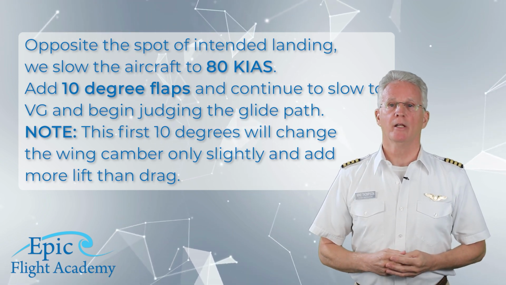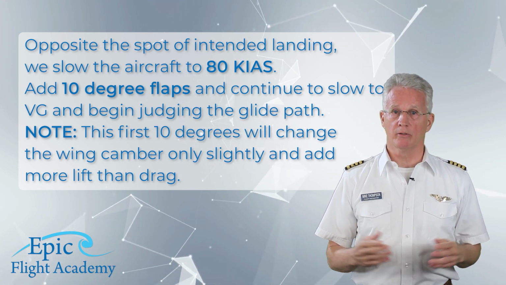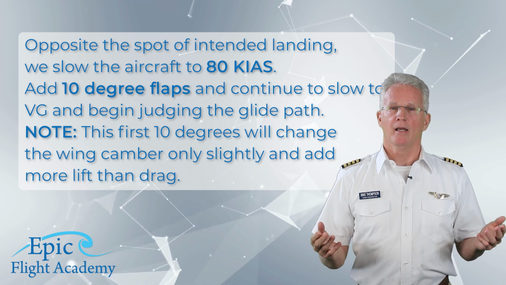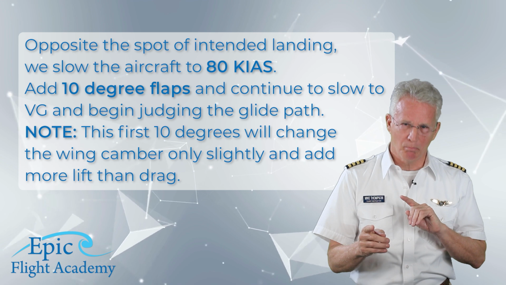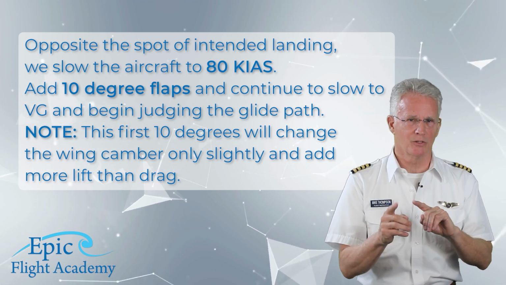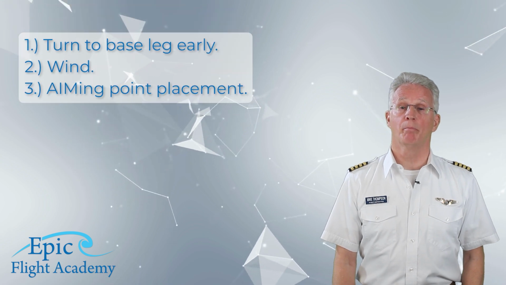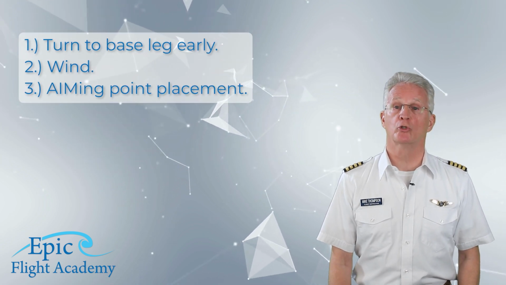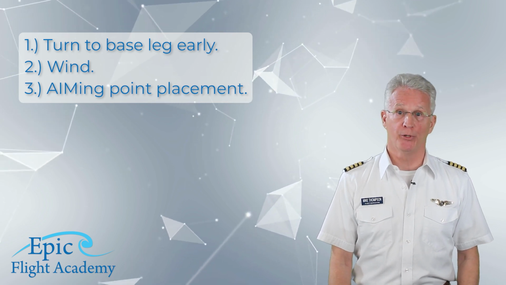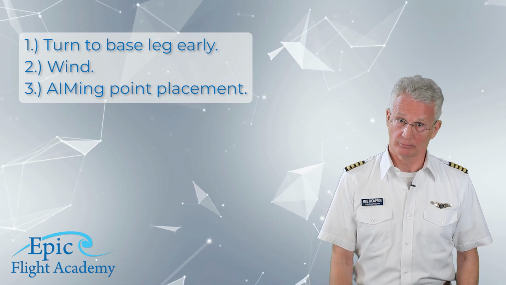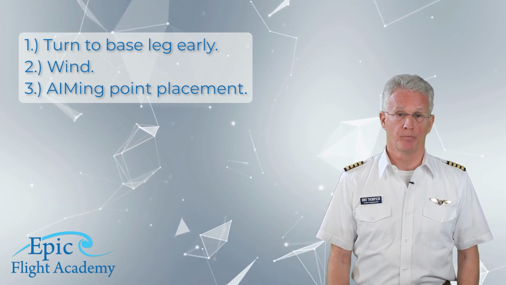So here on the downwind, with airspeed at 80 knots and 10 degrees of flaps, now I want to call your attention to three important keys to this maneuver. Number one, turn to the base leg early. Number two, the wind. And number three, aiming point placement. So, starting with number one, the turn to base.